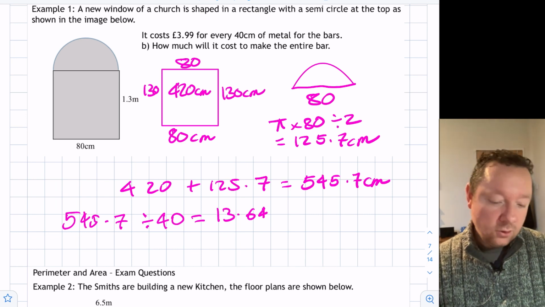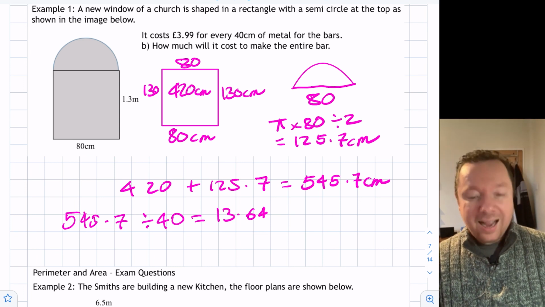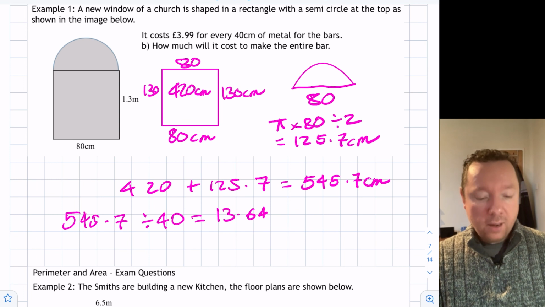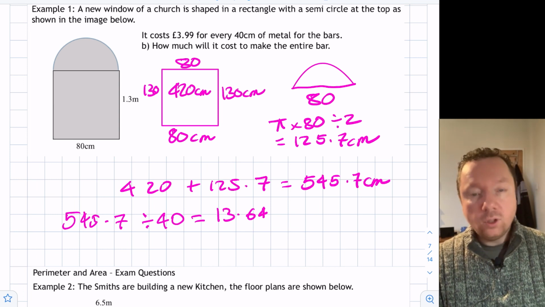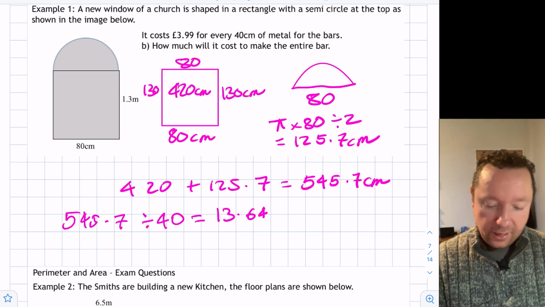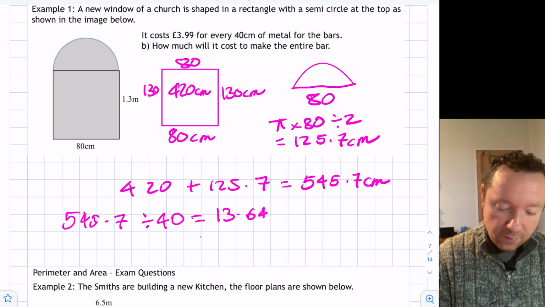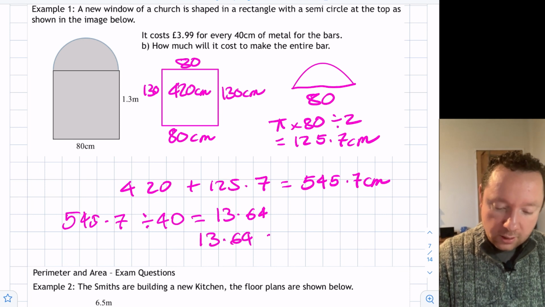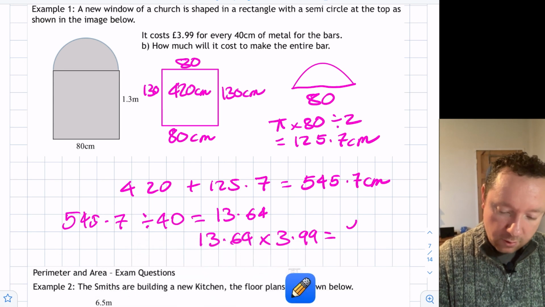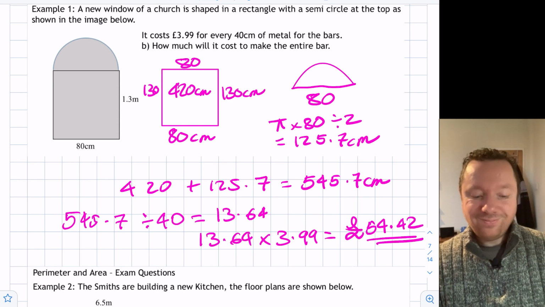This question doesn't state whether I need to buy bunches of 40 centimetres or not. If you had to buy bunches of 40 centimetres and that's all you could buy, then you would round it to 14 because you need to buy 14 lots and have some waste, and you do 14 times £3.99. But let's assume that you can buy your exact amount for this question. So your next step is to do 13.64 times the £3.99, and again that's a calculator job. 54.42. And we're done.